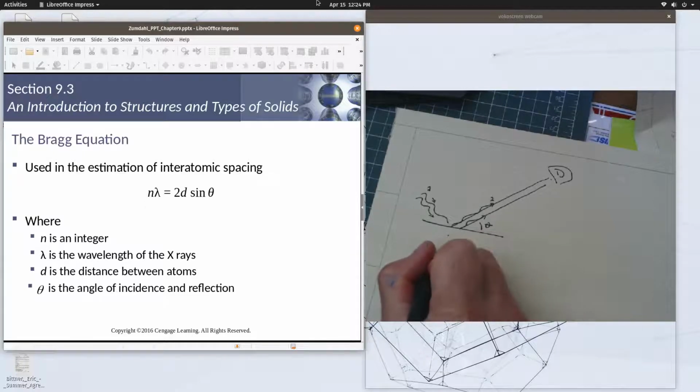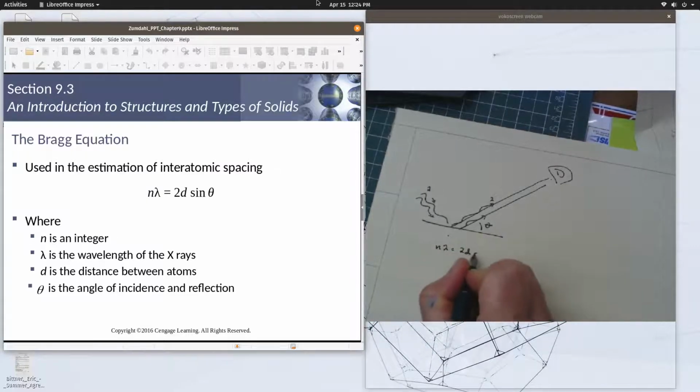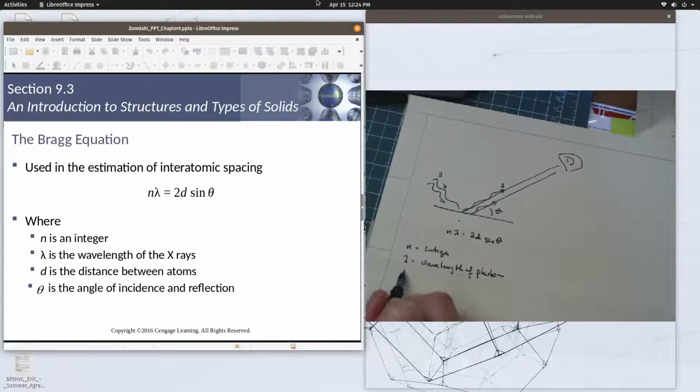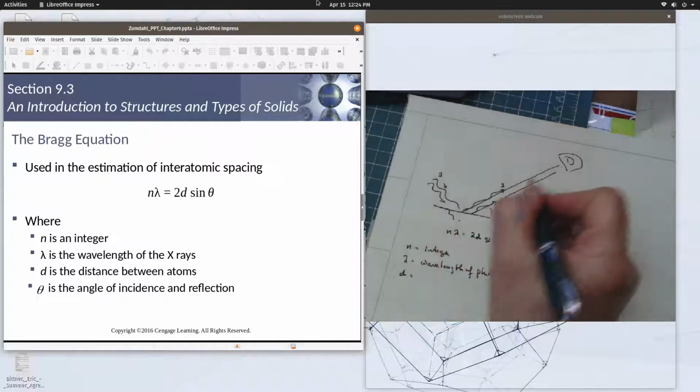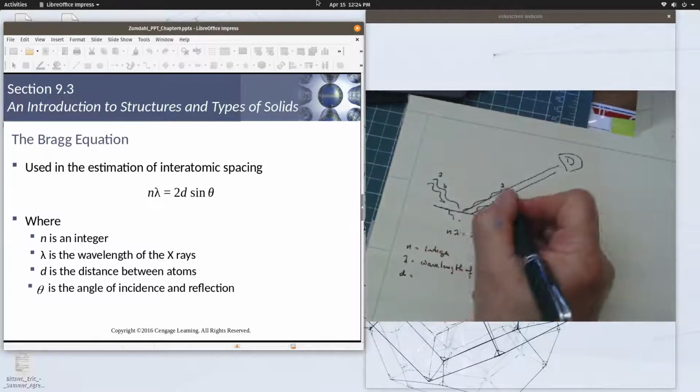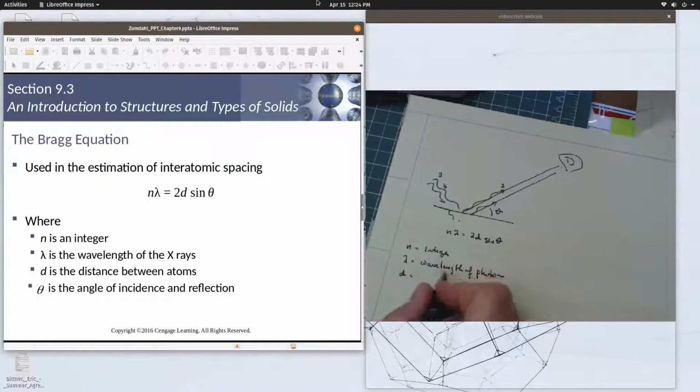And if I do the mathematics, what I find is that n times lambda is equal to 2d sine theta, where n is an integer, lambda is the wavelength of the photon, and d is the difference in path length, how far each photon traveled, which is equal to the distance between atoms.